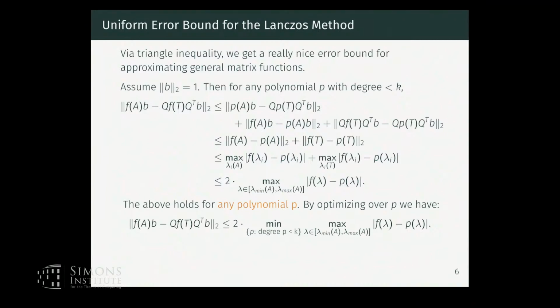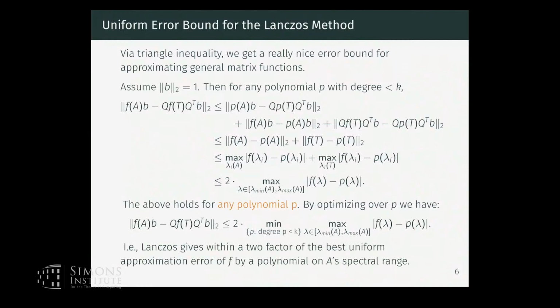So if I just optimize over all polynomials, what I get is that the error of Lanczos in approximating this matrix function is at most 2 times the best polynomial for approximating my function over all the values in my eigenvalue range. Or if you want to say it not in math, Lanczos gives within a 2-factor of the best uniform approximation error of f by a polynomial on A's spectral range. This is really nice. Basically, the better f is approximated by a polynomial, the better Lanczos performs. And this is why Lanczos works well for approximating matrix functions. So any questions just about this error guarantee?